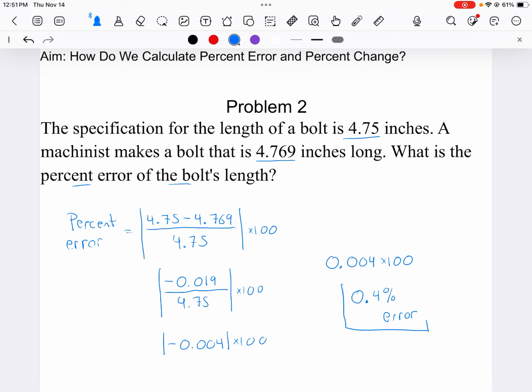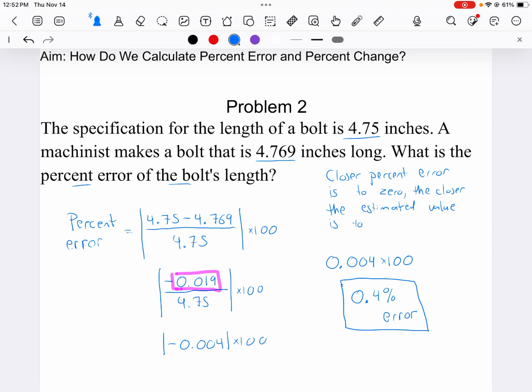error. And it makes sense that our error is very small because the difference between them was only off by 0.019. So the closer your percent error is to 0, the closer the estimated value is to the actual value.